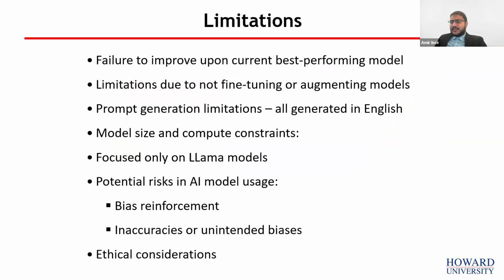So here we have a set of limitations of the study. First of all, we didn't fine-tune or augment models with additional context, limiting their ability to handle linguistic nuances in code switching. Additionally, all prompts for method 3 were generated in English due to the meta prompt framework that we used. We also had some model size and computational constraints, which restricted the exploration of how larger parameter size would affect the ability of these models to accurately classify the sentiment.